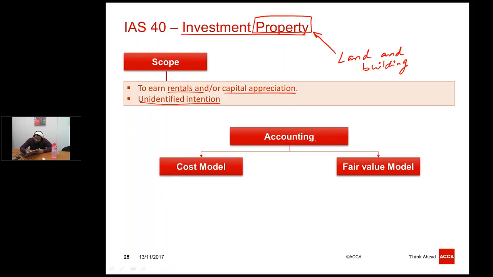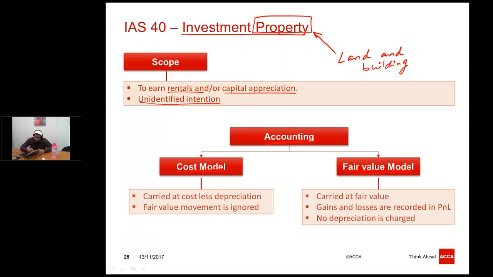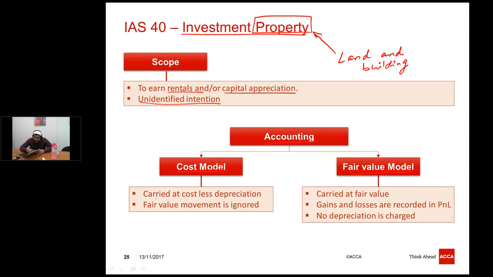Now, what is the accounting? We have two accounting methods, a fair value model and a cost model. In the cost model, this is the same as IAS 16, that we are going to carry at cost less depreciation, and we are going to ignore any fair value movement. If the fair value increases, we ignore it. If the fair value decreases, we ignore it.